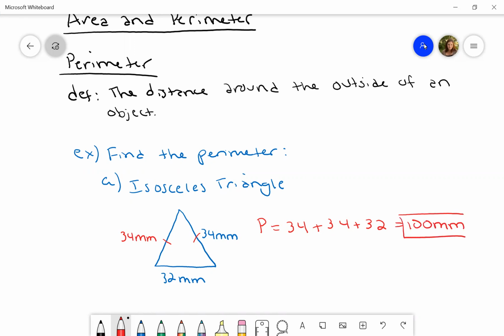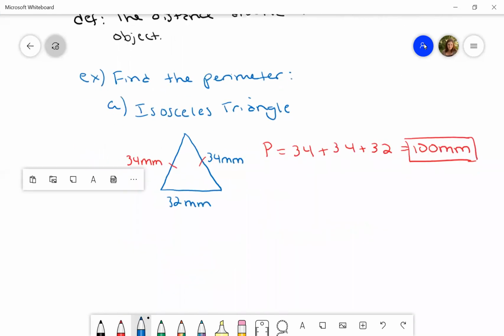In fact, you have to put that unit of measurement. Failing to put the unit of measurement, you're going to get marked down. Okay, so make sure you include that. So that one wasn't very exciting. Let's look at another example.